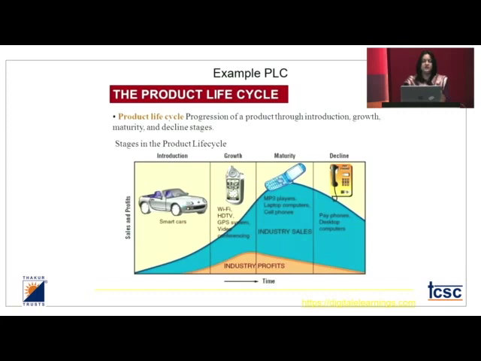Since we were talking about the product life cycle, this is just a visual that tells you that each product is in a different stage of the life cycle. Smart cars could be in the introduction stage. Wi-Fi, HDTV, and GPS systems are in the growth stage. MP3 players and cell phones are in the maturity stage. And obviously a pay phone or a desktop is in a declining stage. So depending on the stage a product is in, the kind of money, the kind of advertising, and the kind of objectives that you're going to start with will vary.